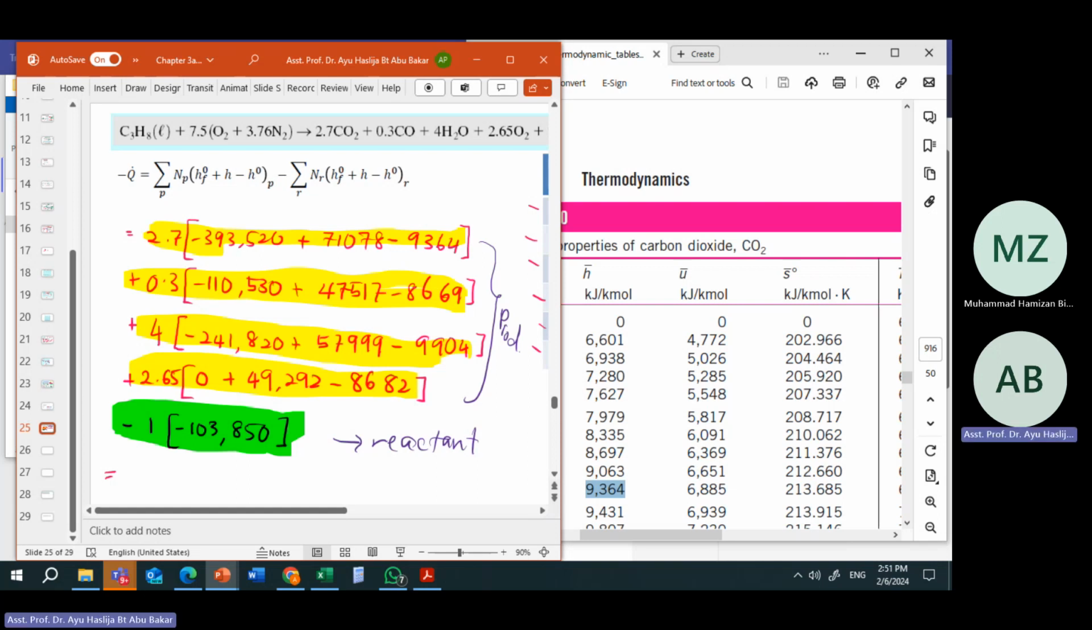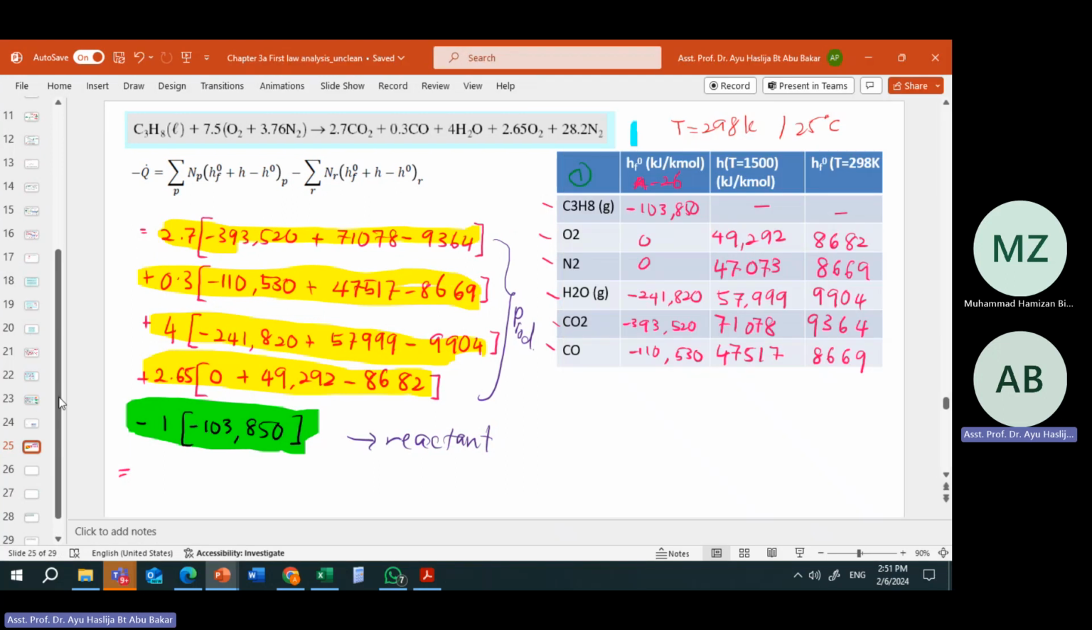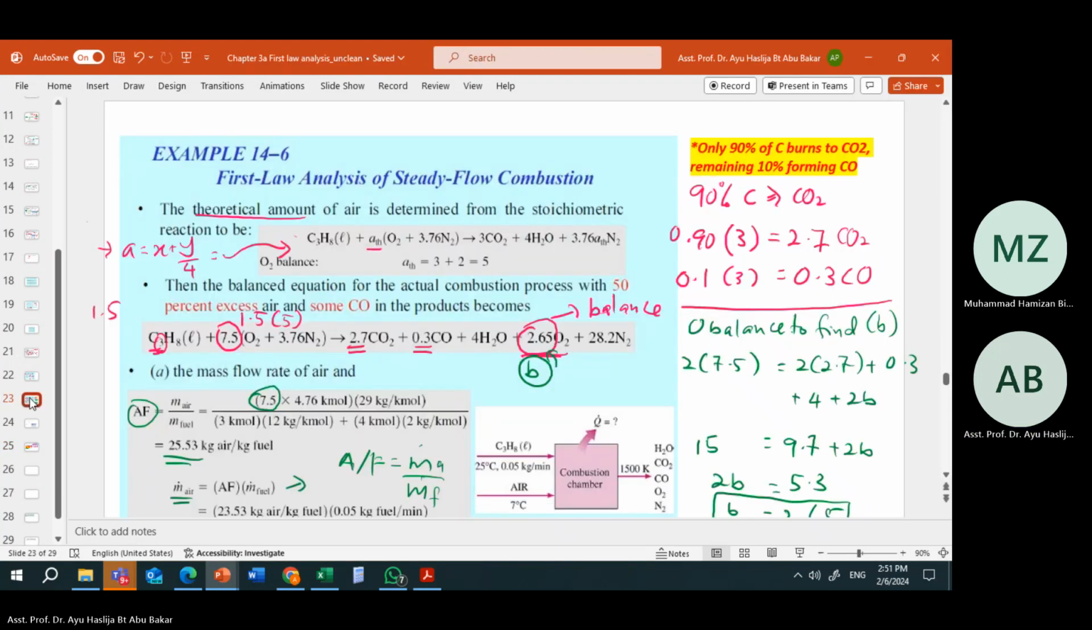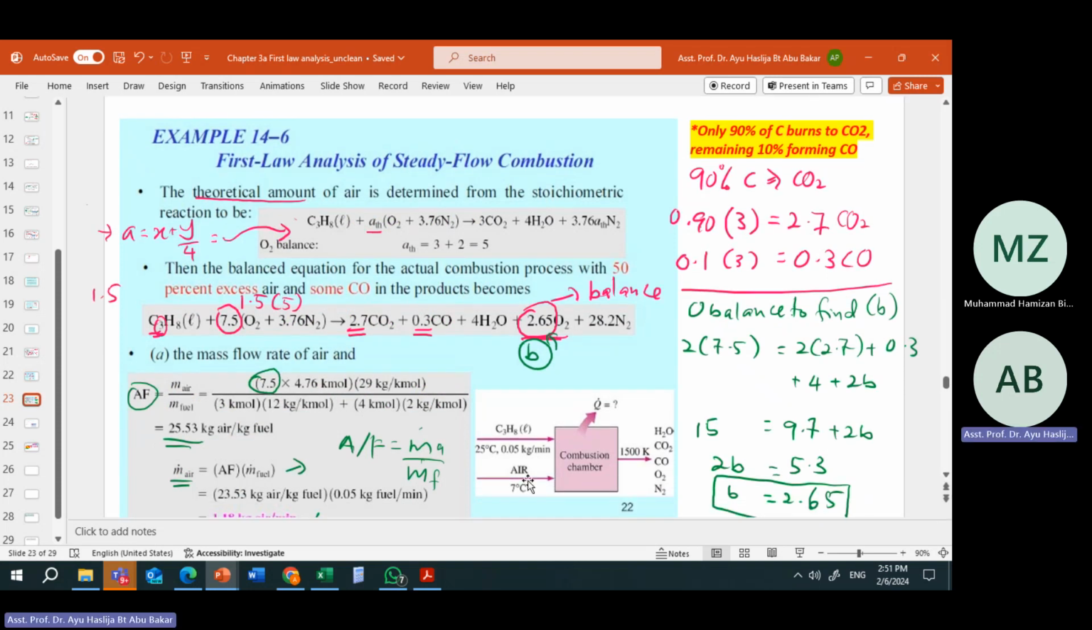Okay, dalam question ni, air pun enter at 25 degrees C. Original question sebenarnya, air tu dia enter dekat different temperature actually. So kalau you notice, ni actually 7 degrees C. Kalau different temperature, then ada, dia ada HT dia tu.